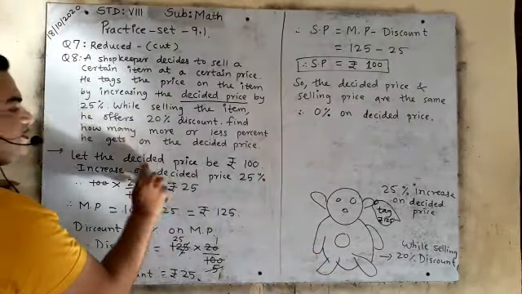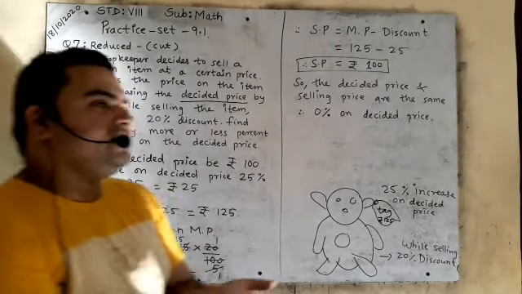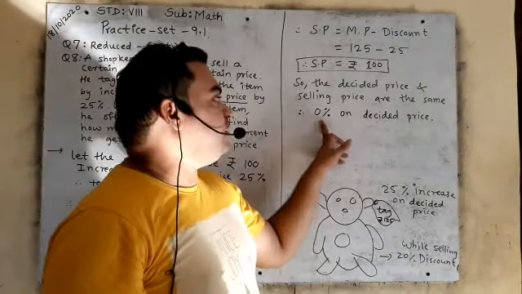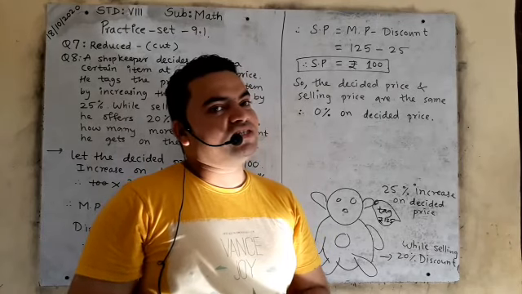So 0% on the decided price, he will not be getting more or less. Neither is he getting more, nor less. So he gets 0% on the decided price. So at last I will be selling this teddy bear at only the price which I had decided in my mind. Are you getting it? It is very easy, very simple.